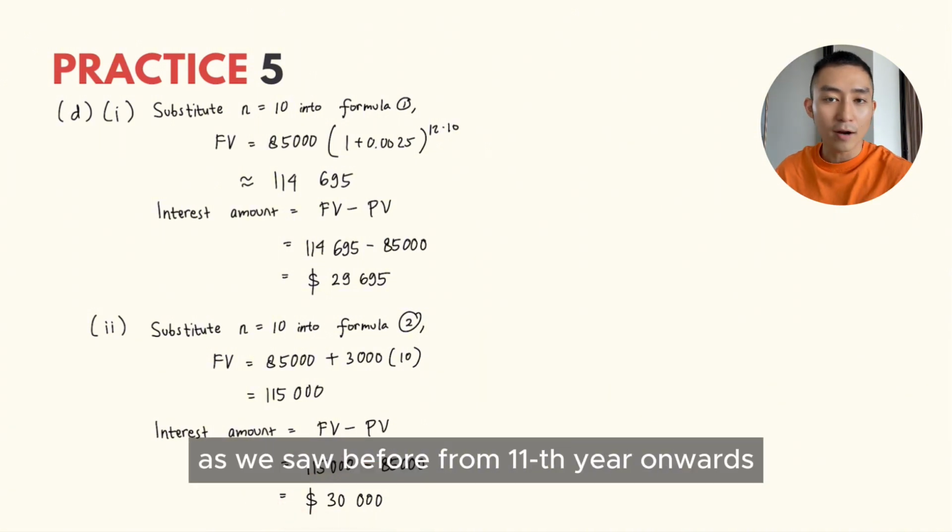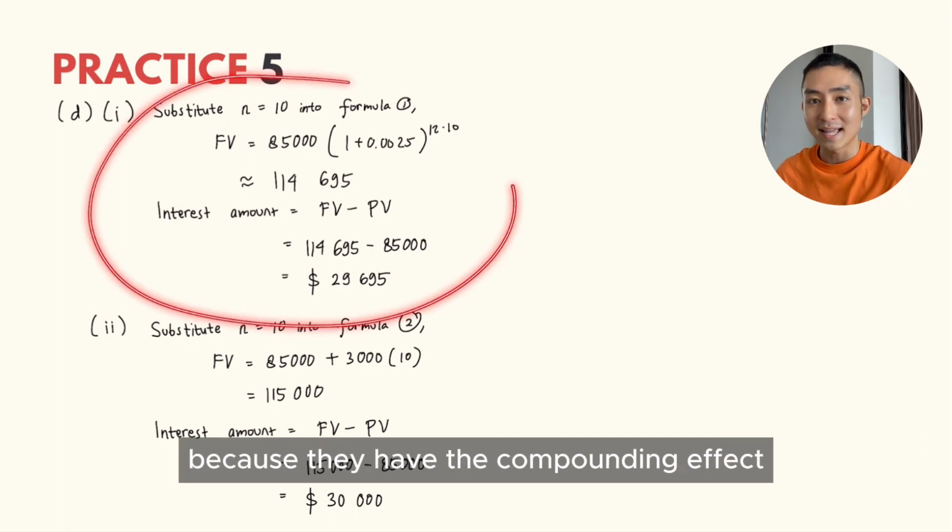As we saw before, from the 11th year onwards, the first bank would be much better because they have the compounding effect.